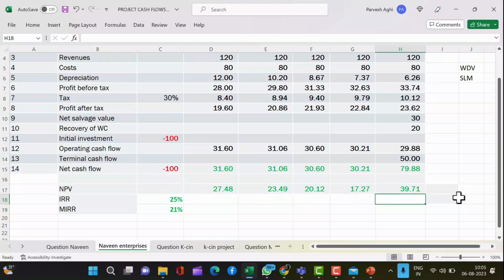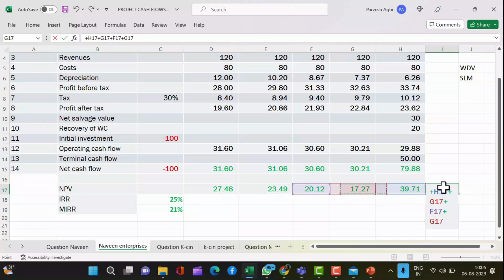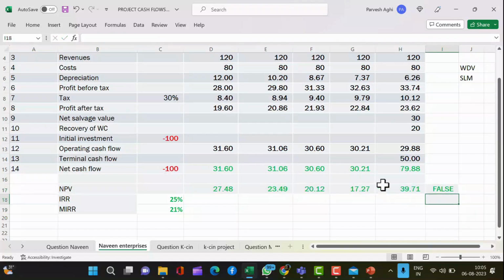So here NPV is nothing but, so you can calculate that. Okay, fine.